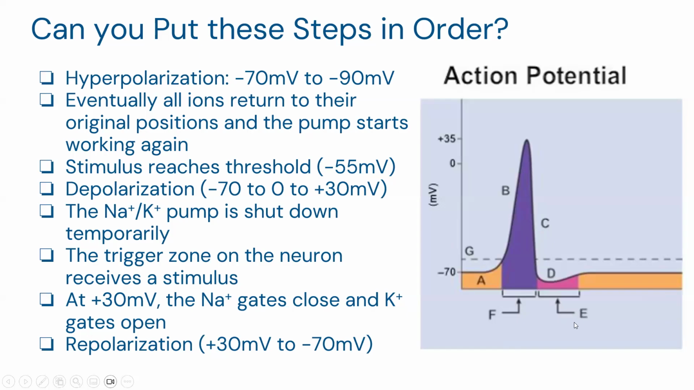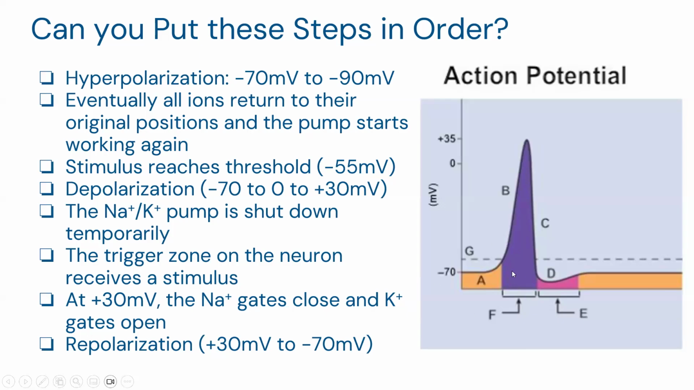E we called the relative refractory period because it's relatively difficult to send another action potential. And it's relatively difficult because instead of -70, we're down here at around -90. So it's going to take a much stronger local potential or graded potential to get us to threshold. It's not impossible, it's just relatively more difficult or more unlikely than at resting membrane potential.